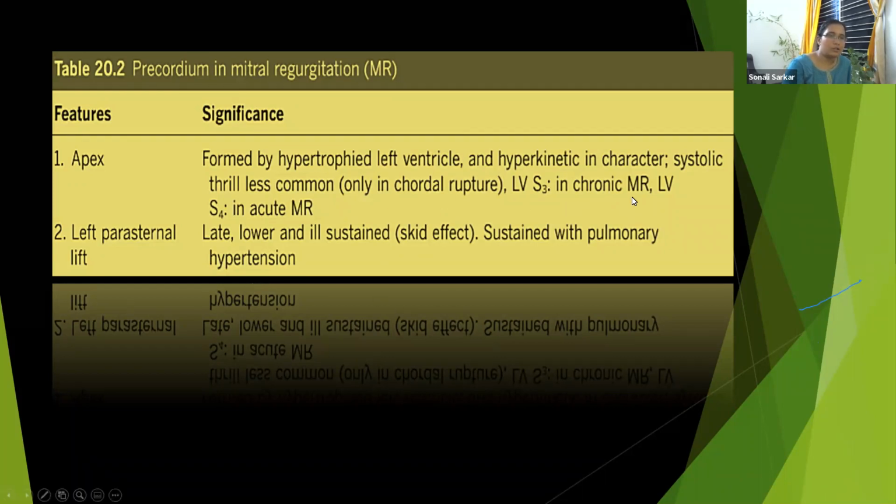It occurs in chronic mitral regurgitation. Left parasternal lift is due to the squid effect. That is, it will be low and ill sustained. But if there is associated pulmonary hypertension, left parasternal lift will be due to the right ventricle. That is, it will be well sustained.